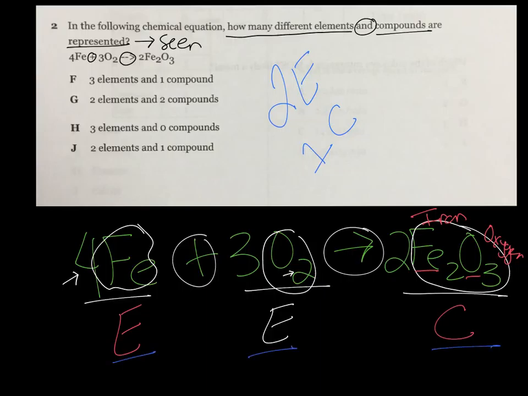So let's look to see which one matches. First one, 3 elements and 1 compound. Is that right? No. Letter G, 2 elements and 2 compounds. Does that match? Great job, it doesn't. Letter H, 3 elements and 0 compounds. Incorrect again. Finally, J, 2 elements and 1 compound. Great job, that matches exactly what you have there, making letter J the correct response. Let's look at question 3.